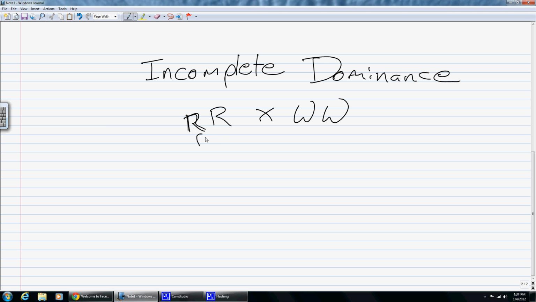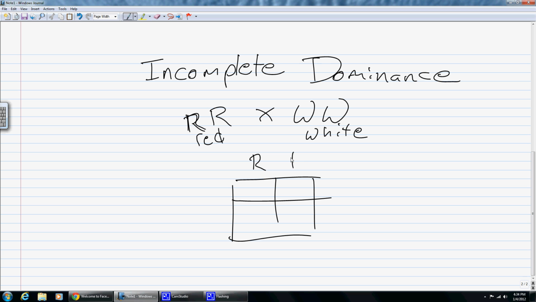So let's say RR is red. This R codes for the red color pigment in a flower, and this W codes for the white. So you have a red flower and a white flower. Well, we do our Punnett square, our incomplete dominance Punnett square. We have R here, W here, W here. And you're going to get all the same if you notice.